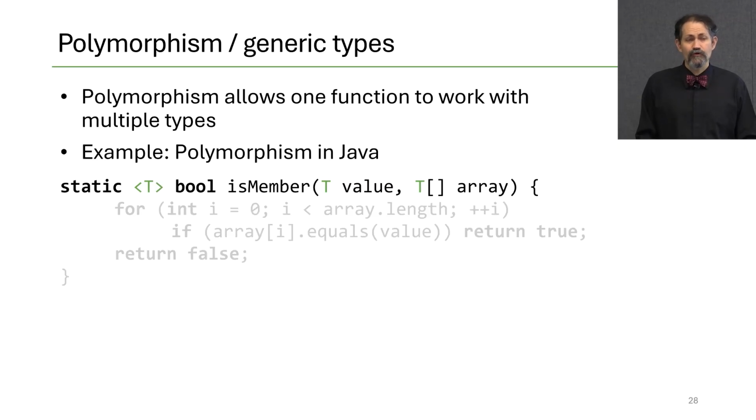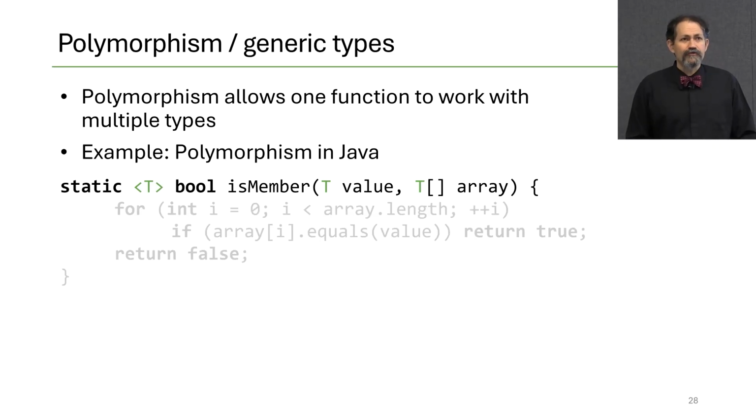Here we have the isMember routine that checks whether some value is a member of some array. But what type is the value and what type is the array? They ought to match, but it really could be any type. So we'll call that type T. T is a type parameter, and in this case, it's the type parameter of the isMember method. In Java, we write the T in little brackets before the return type of the method.